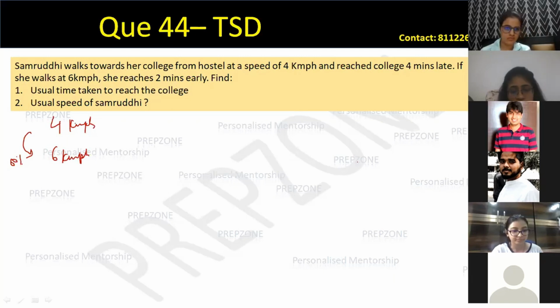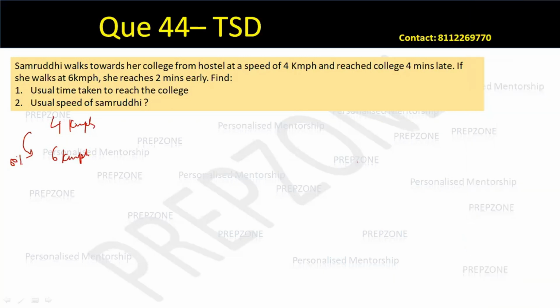Perfect and the best approach, right? To yahan pe koi equation nahi banani, simple. Pehle speed thi 4 kilometer per hour, so she used to reach 4 minutes late. Now the speed is 6 kilometer per hour, which means speed has been increased by 50%.